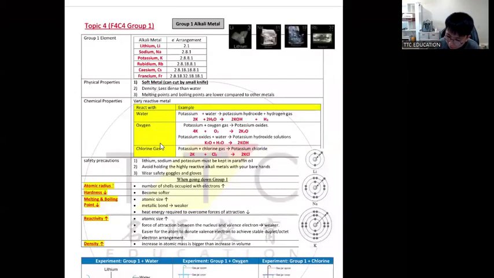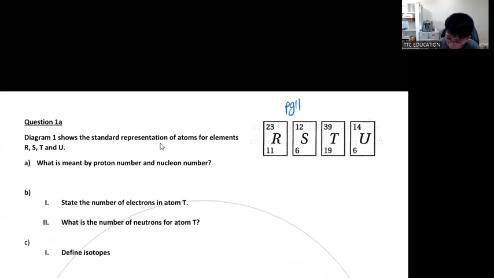Yeah. Guys, wait. One moment. iPad lagging. Okay, this page number 11.